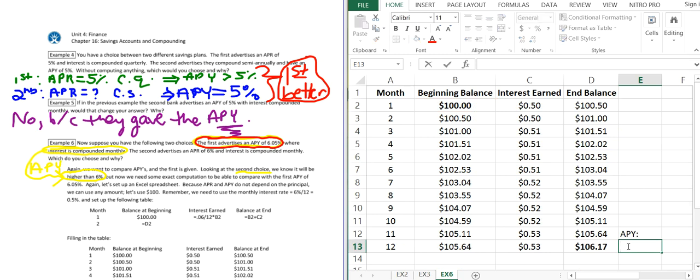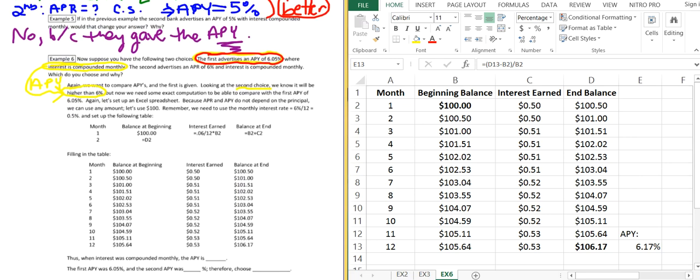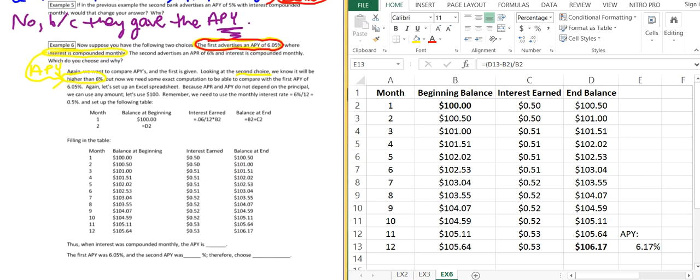So we're going to say this equals, open parenthesis, the end balance after 1 year minus the beginning balance at the beginning of the year, close parenthesis, divided by the beginning balance at the beginning. And so again, let's take that, I don't want that in currency, just general. Percent, and let's tack on a couple of decimals. So 6.17%. So we have now determined Bank 1 had an APY of 6.05%.